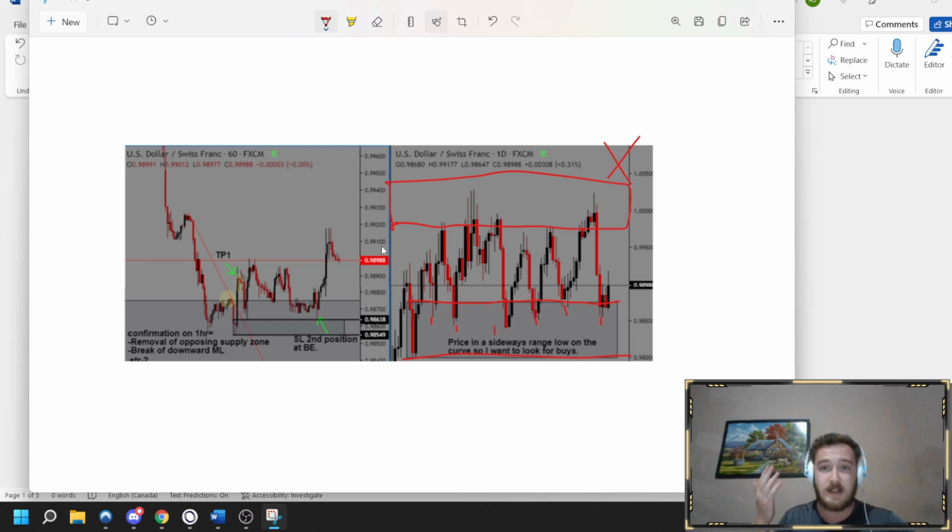Hey, you're high, start selling on lower time frames. Hey, you're low, start buying on lower time frames. So previously, the story is once, twice, 3 times, 4 times, like 5, 6 times, it's been holding. So I want to be looking for buying opportunities.